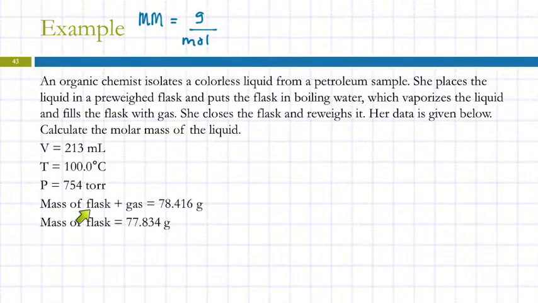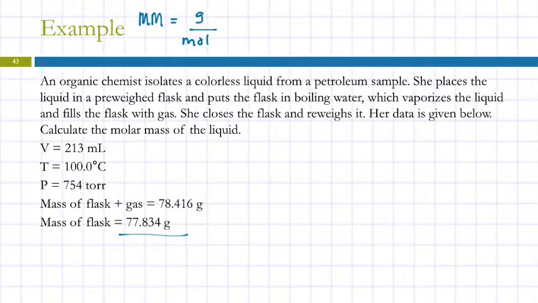So this is the mass of the flask with the gas in it. This is the mass of the flask. I often get students using this mass to calculate a density or something. Do we want the flask in there? No, we don't care about the flask. We want the gas. This is the flask plus the gas. This is just the flask. If we want the gas by itself, we're going to subtract. So we'll subtract those to get the mass of the gas.